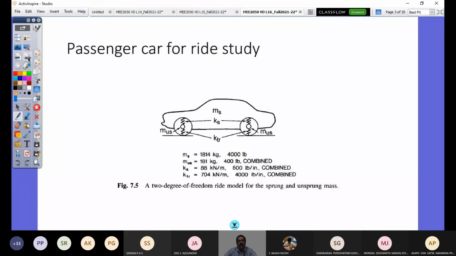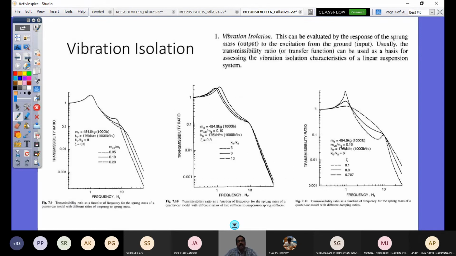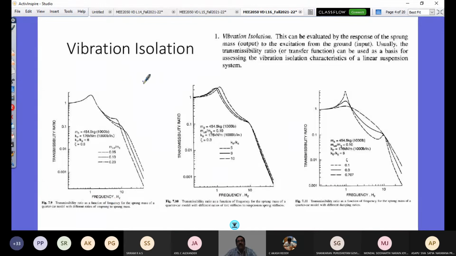So this is that vehicle which you have already seen in the vehicle data: sprung mass, unsprung mass, and its suspension spring rate and tire spring rate. Of course, here the values of damping of a suspension shock absorber as well as the tire are not explicitly given, but you can always take it, the data will be given. So I'm just going to highlight the variation of your transmissibility function as a function of frequency here, to understand what is this vibration isolation. So that's what I briefed already.